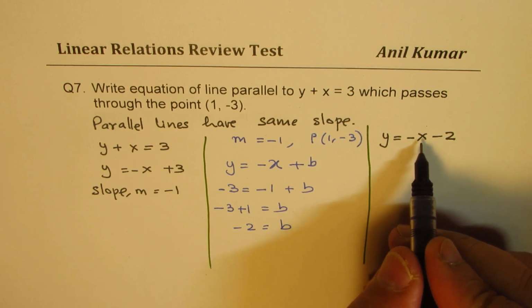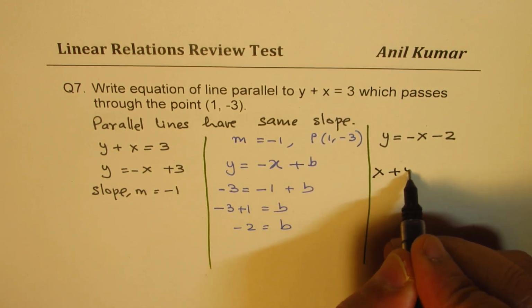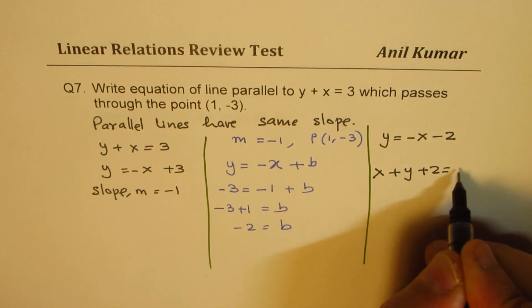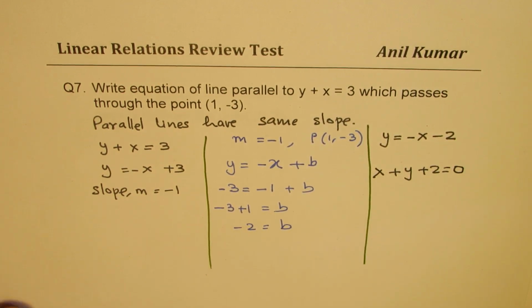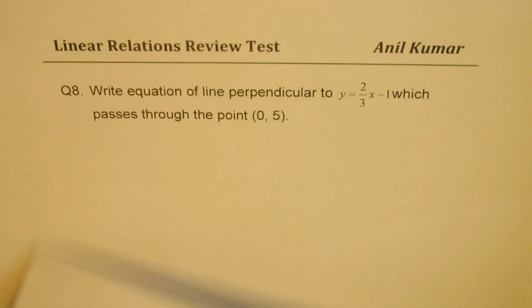To write it in standard form, we can bring x to this side. So we get x plus y plus 2 equals 0. So either one of them is the correct solution. Perfect. Now let's look into the next question.